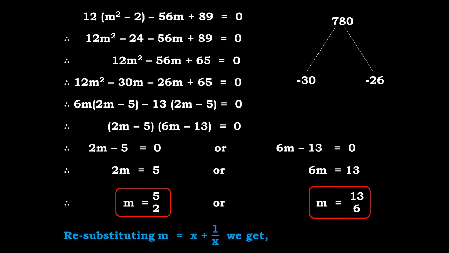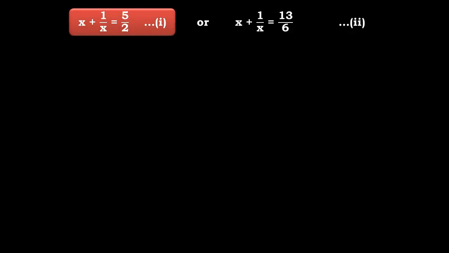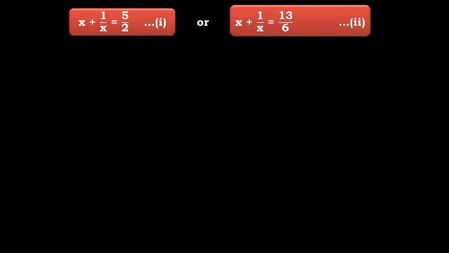Resubstituting the value of m, that is x plus 1 upon x, we get x plus 1 upon x is equal to 5 upon 2, equation number 1, or x plus 1 upon x is equal to 13 upon 6, equation number 2. Now we have to solve these equations. Let's start with the first.